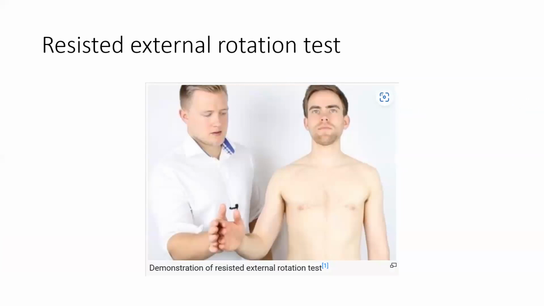Next is the resisted external rotation test, where the patient is asked to keep his arm by the side in neutral position and then asked to externally rotate against resistance. In this position, the muscle that is recruited more is the infraspinatus.